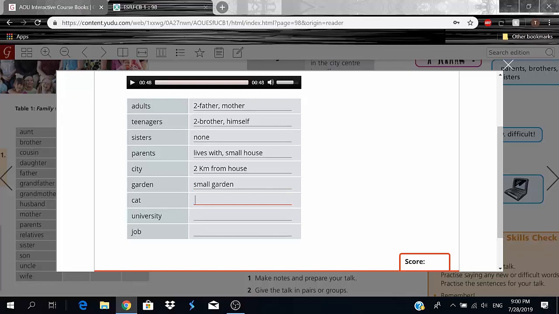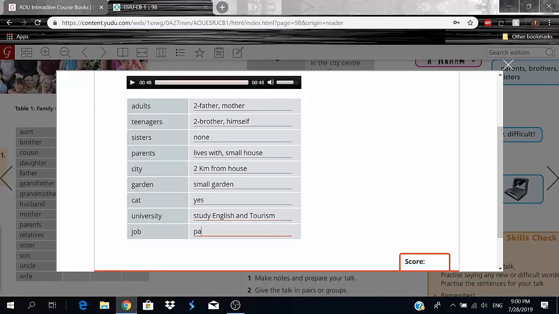Cat, he said they have a cat, so probably give this just a simple yes. Oh, yes, okay? University, and he said he studies English and tourism. So I could say study, okay, English and tourism. Okay? Study English and tourism.